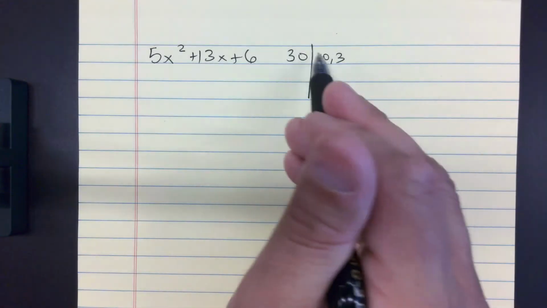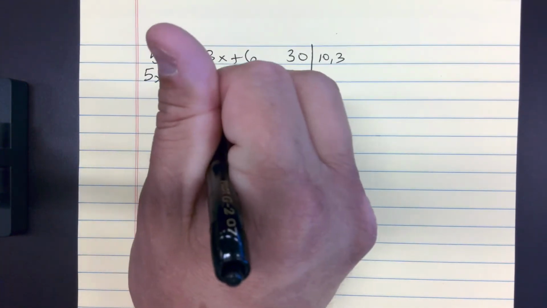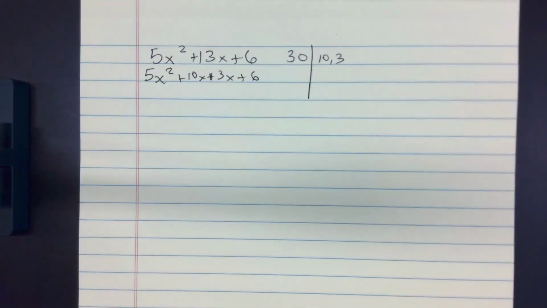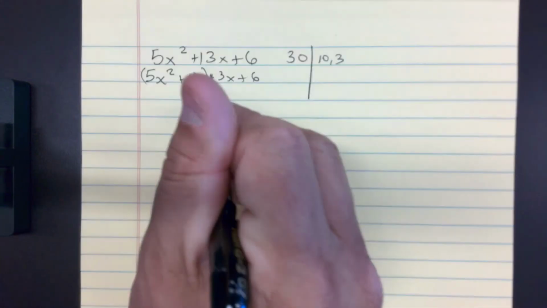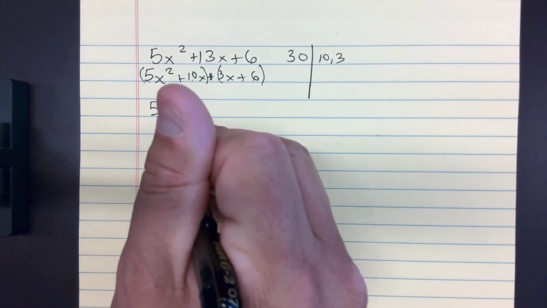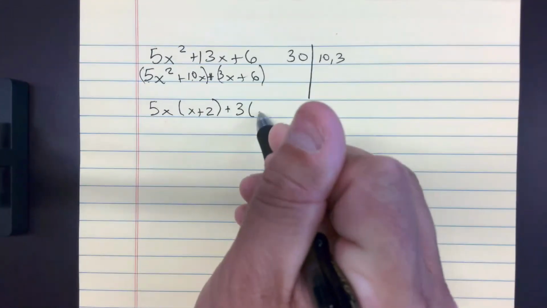With our two new numbers, we're going to replace our middle number. Now, after that, you should have 4 terms. As soon as you get 4 terms, we're going to split it, and we're going to factor. Out of the first one, I can factor a 5x. Out of the second one, I can factor a 3.